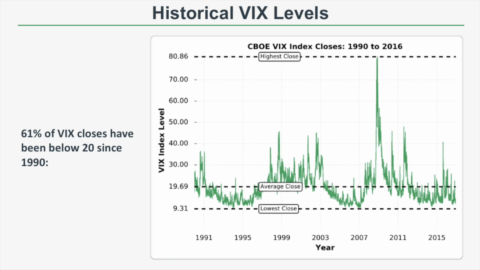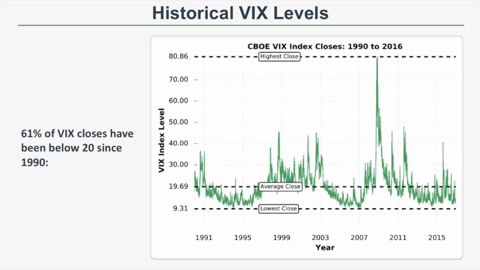Alright, now it's time for a little history lesson. This chart here is showing the VIX Index closing values from 1990 to 2016. The lowest closing value was 9.31. The average closing value is 19.69, so just about 20. And the highest closing value was 80.86 in 2008. As we can see here, most of the time the VIX Index is actually below 20. Since 1990, 61% of the VIX closes have been below 20.